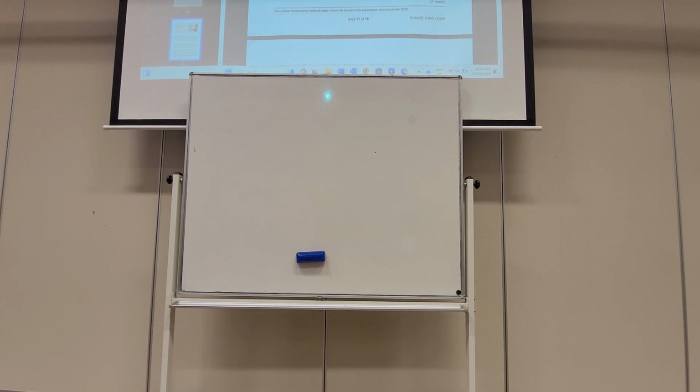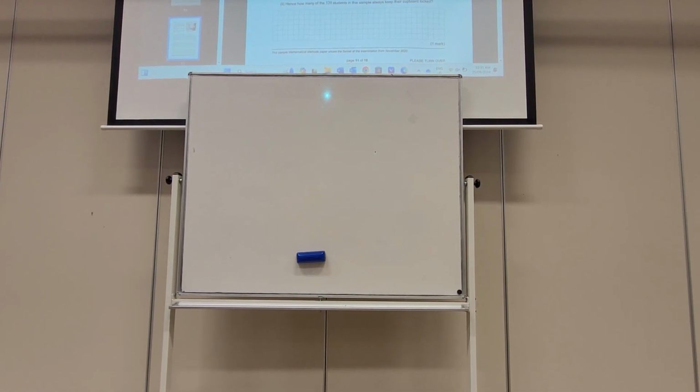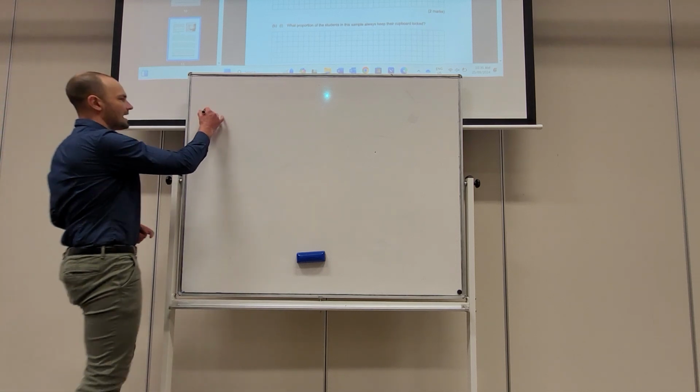So a confidence interval is a measure of how confident we are of the region that the true proportion or true mean lies in. Okay, anyone want to go through any of these parts? Part B, 1 and 2, just 1. What proportion of students in the sample always keep their cupboard locked? They sampled 320 junior secondary students, and we found this was the lower boundary and this is the upper boundary. And so we're asked to find the value of p hat.